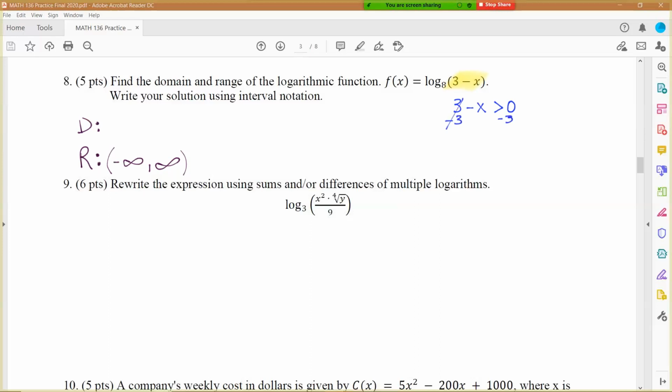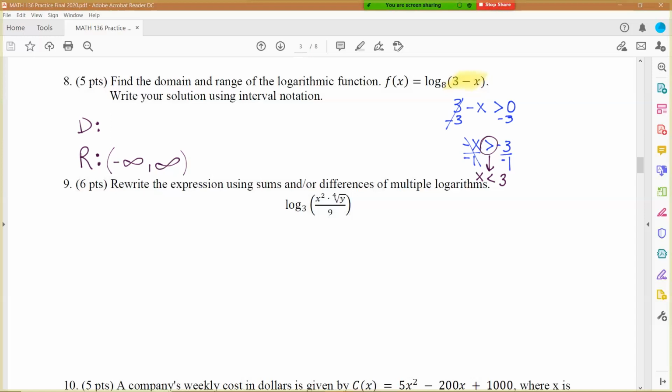So if we subtract 3, it's very important that we bring this negative down that's in front of the x. So now we have negative x is greater than negative 3. How do I get rid of that negative that's in front of the x? Divide by negative 1. What happens when we divide by a negative? It flips the sign. This is going to turn into a positive. You have negative 3 divided by negative 1. So now you have x is less than 3.